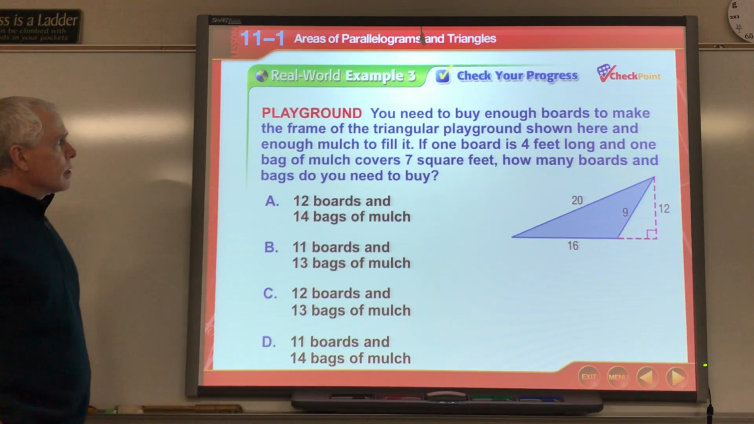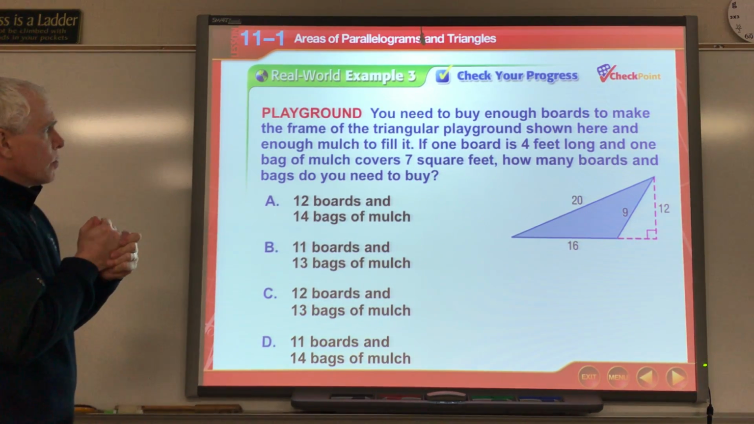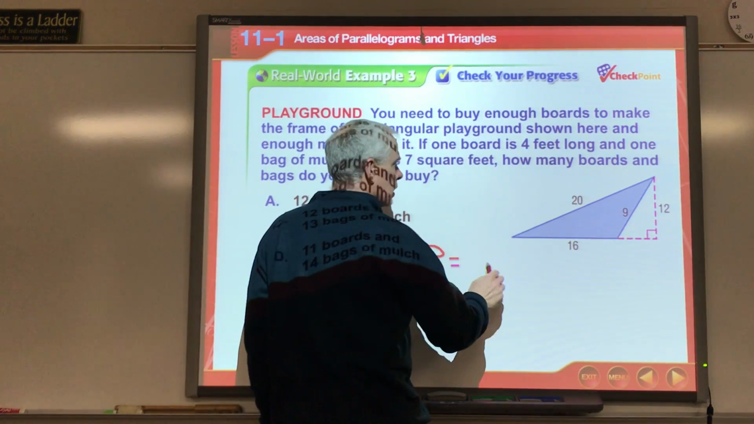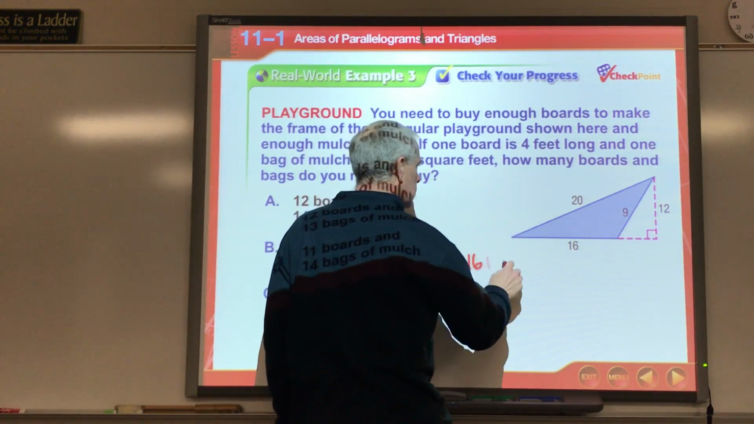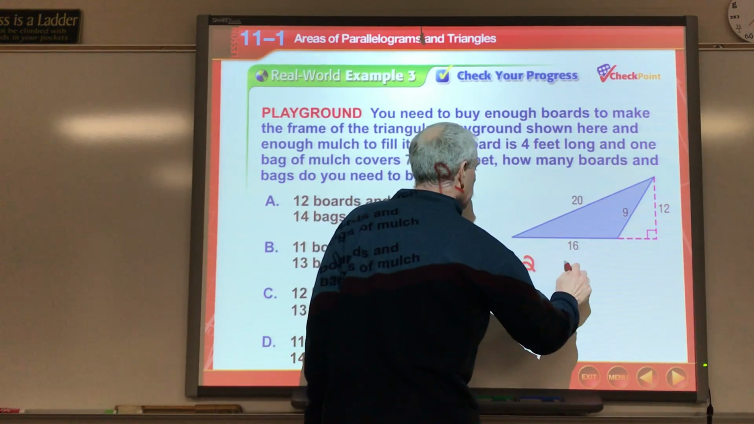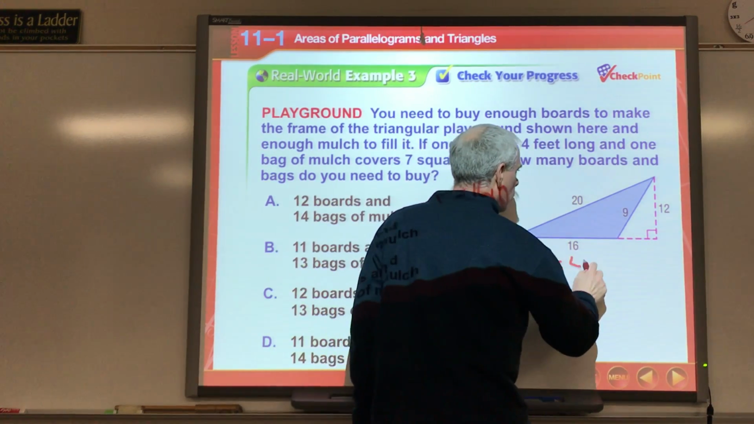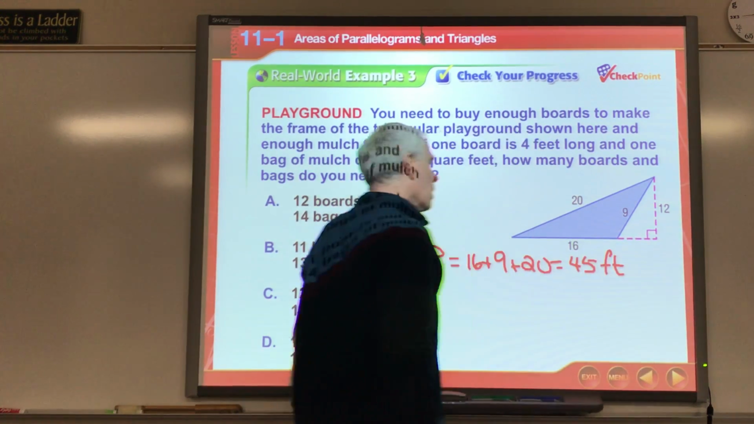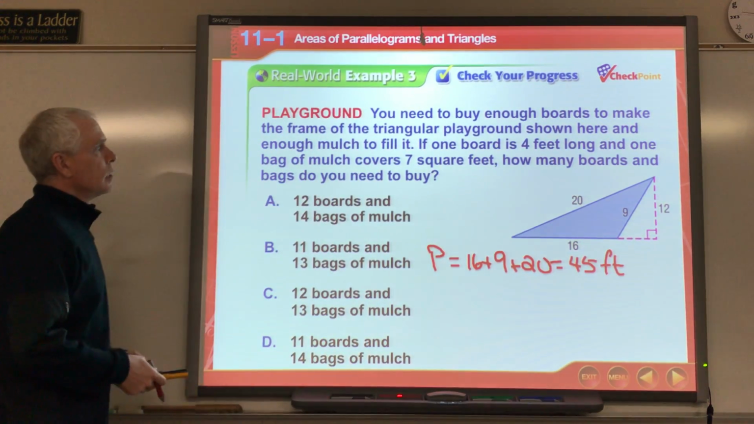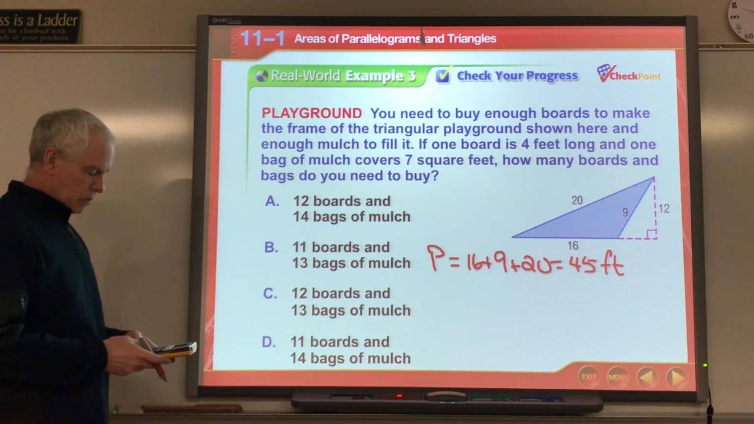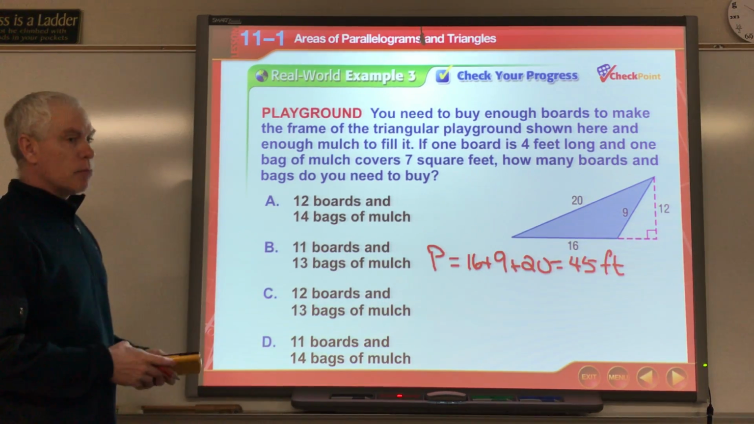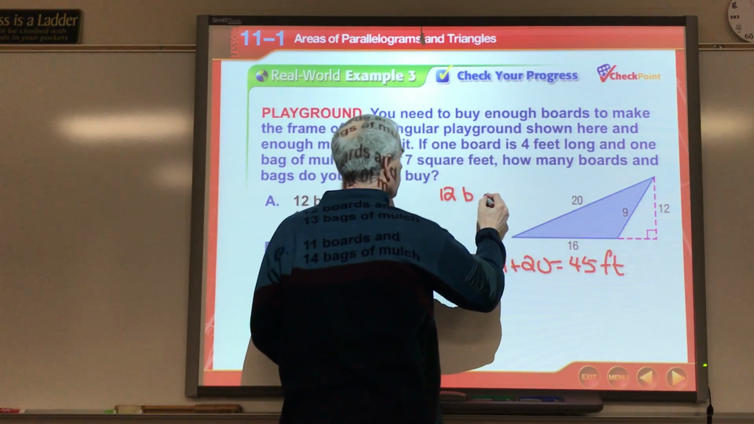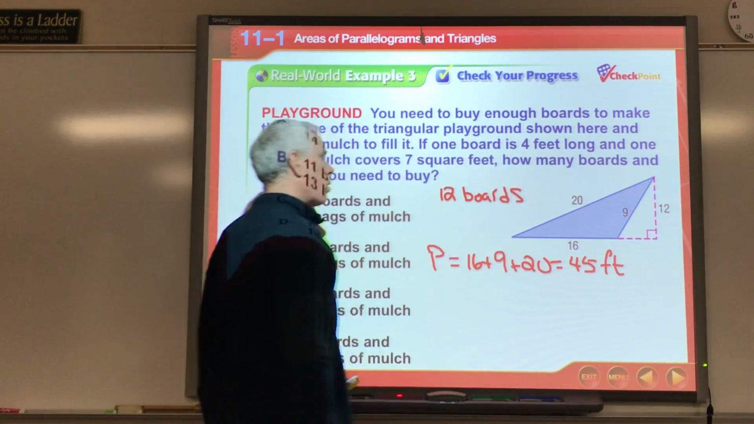All right, let's work on boards first, okay? So that's going to be perimeter. So I need perimeter, that's going to be 16 plus 9 plus 20. Okay, so 25 plus 20, that's 45 feet. Okay, each board is 4 feet long. So if I take 45 divided by 4, I get 11.25. So I'm going to need, round up, I'm going to need 12 boards.